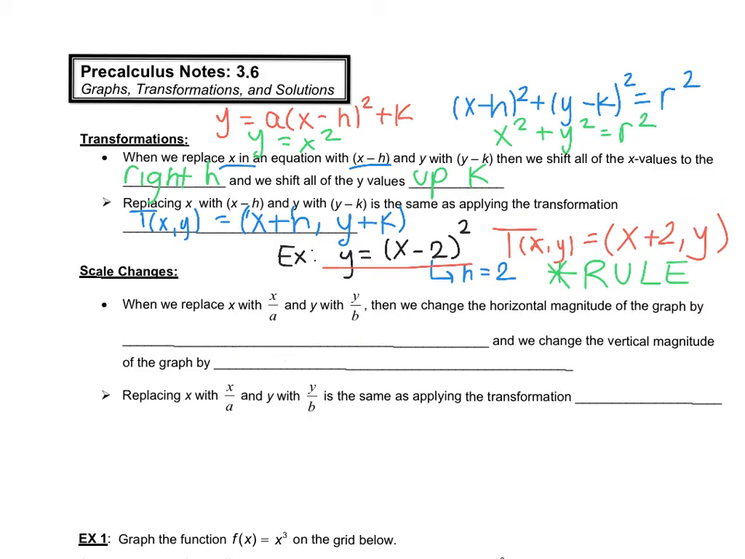So now we're going to look at scale changes. So scale changes we saw appear right here in a in our equation for a parabola. So when we replace x with x over a and y with y over b, this is going to seem weird because we didn't look at it like this last year, but just hang with me. When we replace x with x over a or y with y over b, then we change the horizontal magnitude of the graph by multiplying all of the x's by a.